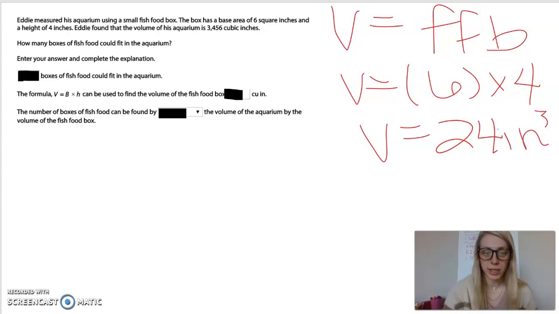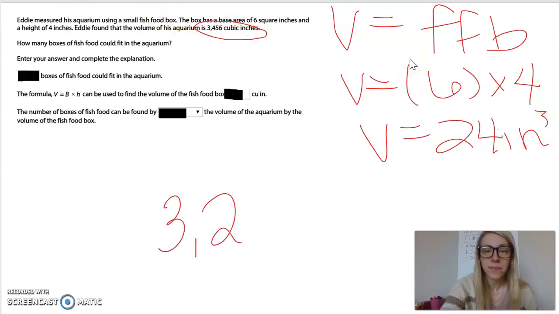inches cubed, okay? And then it says Eddie has already found the volume of his aquarium. His aquarium is 3,456 cubic inches. So now they're asking how many fish food boxes can you fit into the aquarium? Enter your answer and complete the explanation. So what we would need to do in this situation is we are going to have to divide this big number by 24.